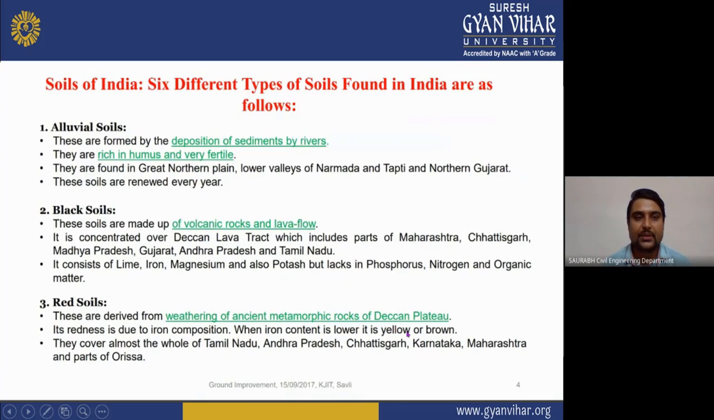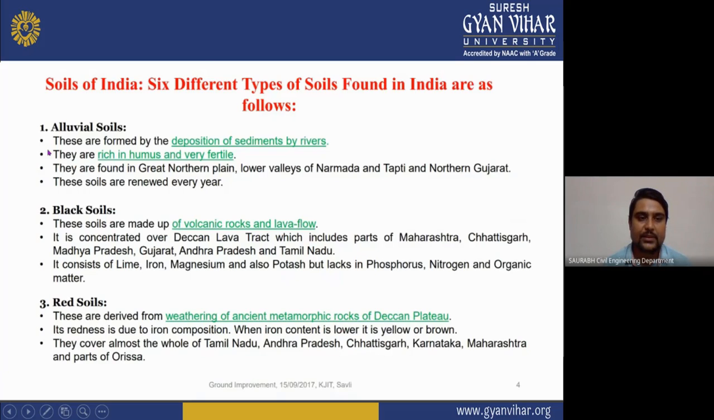So we will see here the soils of India. As we all know, there are six different types of soil found in India, as follows. The first is alluvial soil, then black soil, red soil. These soils are found in India in different regions.